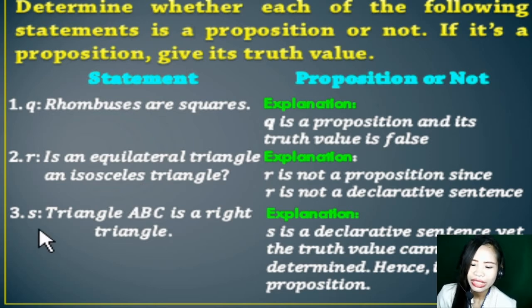In the third statement, we have the proposition or statement S: triangle ABC is a right triangle. So is this a proposition or not? Yes, it is not a proposition. Why do you say that it's not a proposition? Although it's a declarative sentence, we cannot determine if it's true or false. So it is not a proposition.